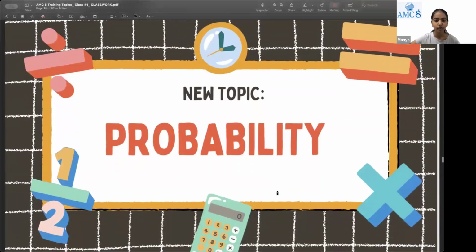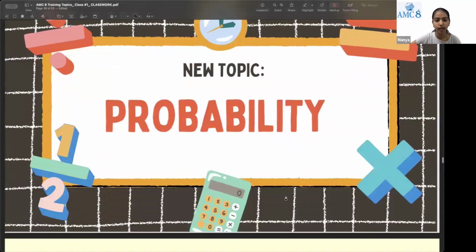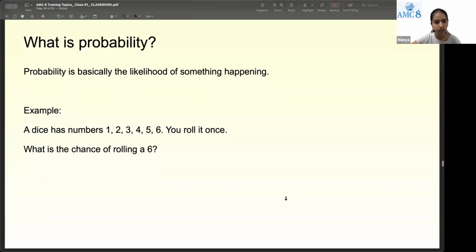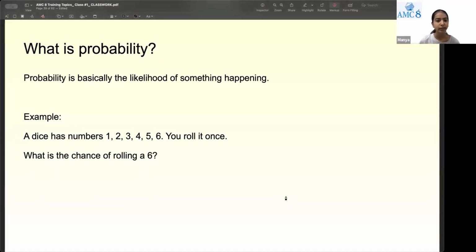So now let's go into probability. And what's probability? Well, probability is basically the likelihood of something happening. An example would be, suppose that a dice has numbers 1, 2, 3, 4, 5, 6, and you roll it once. What's the chance of it rolling a 6?